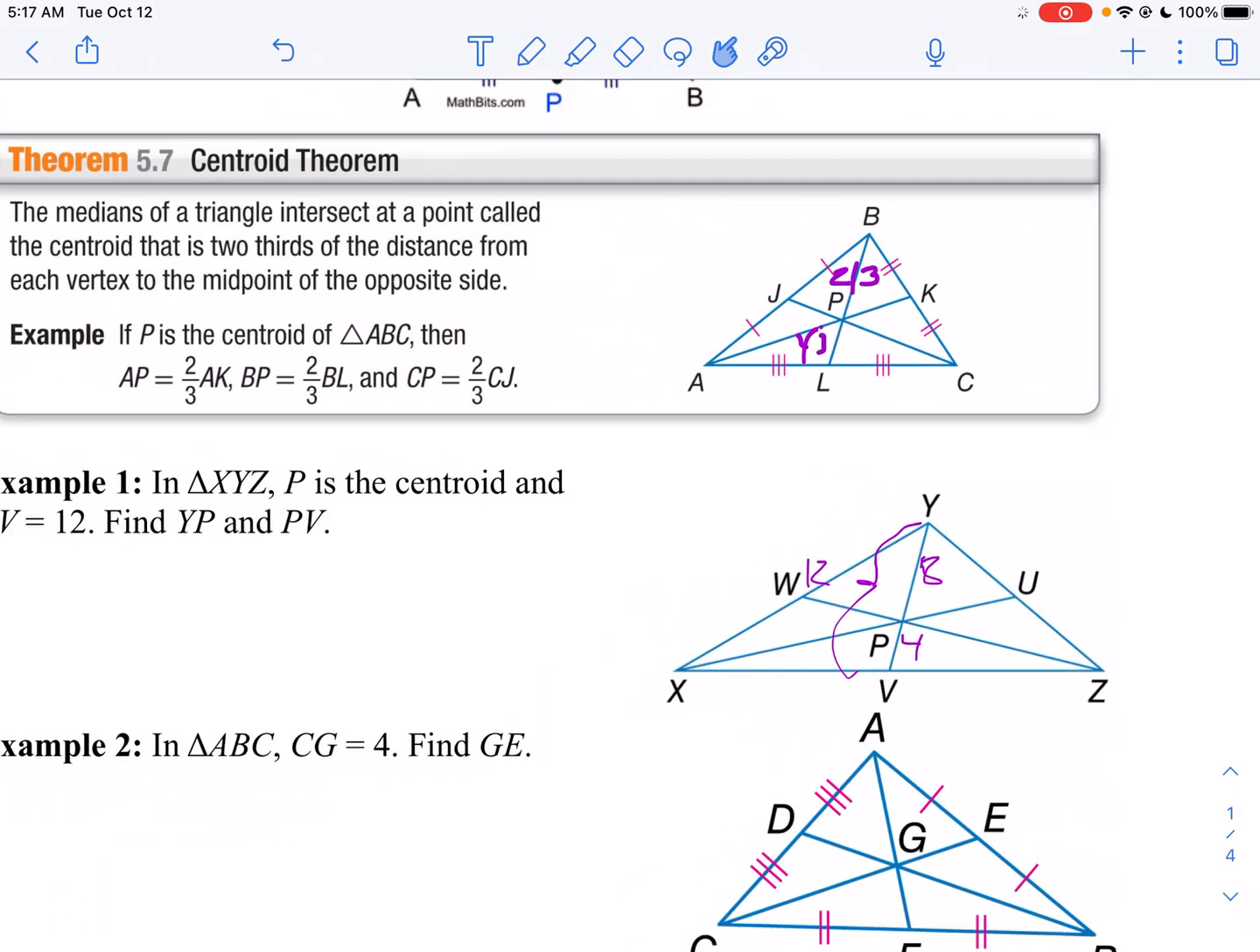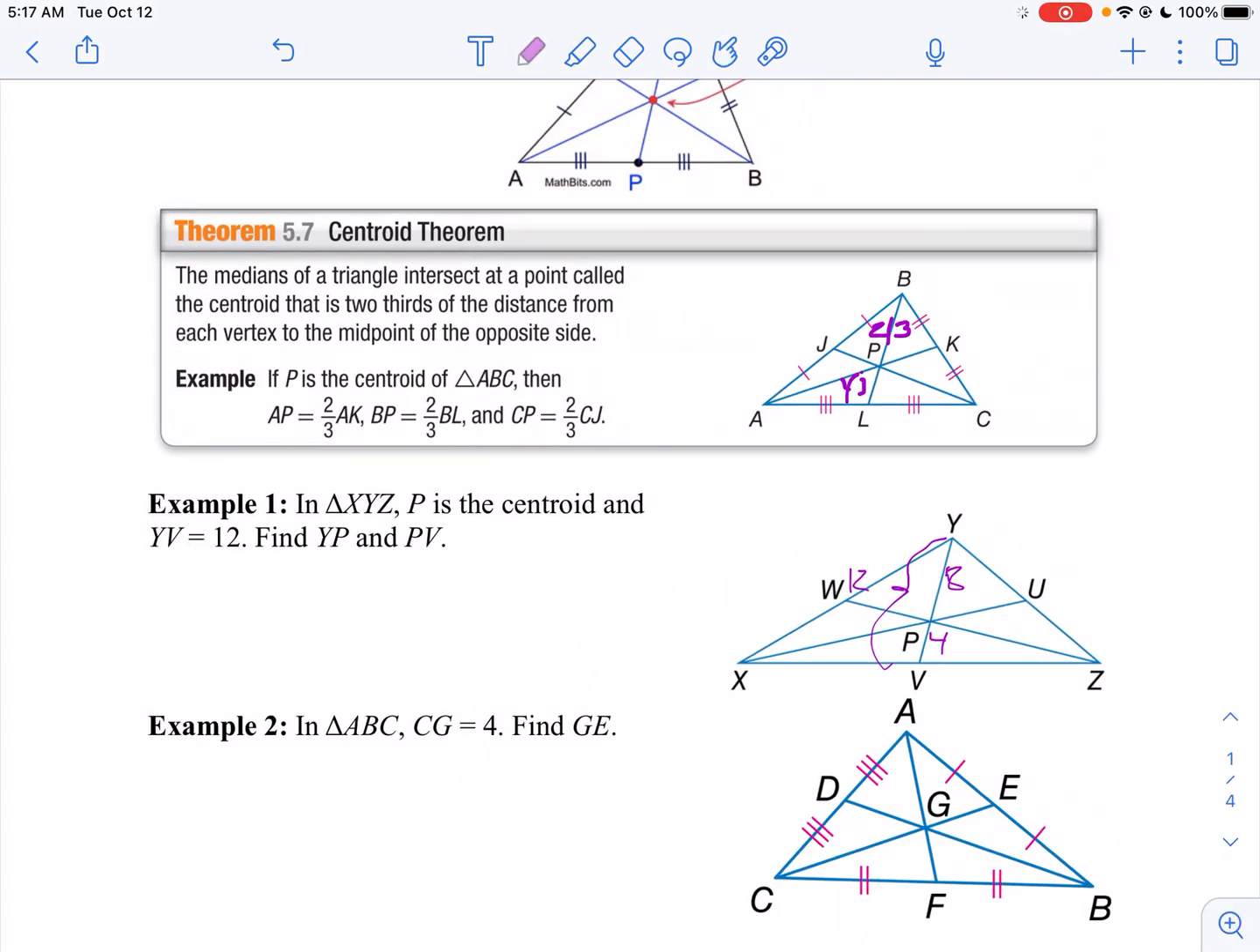And then we can answer the question. Find Y to P. I think we've already answered it, haven't we? So Y to P is 8. And P to V is 4. They have a ratio of 2 to 1.